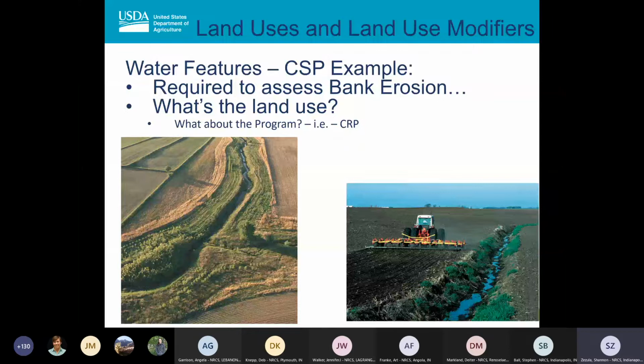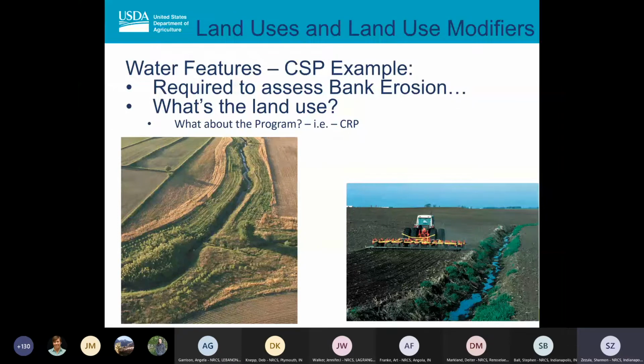Of course, the majority of the land use is cropland. But right next to the water feature is associated ag. That's really important, especially for a program like CSP, because again, we're giving you clarification that the water feature should be immediately adjacent to it, and that's the land use that you assess with the bank erosion.